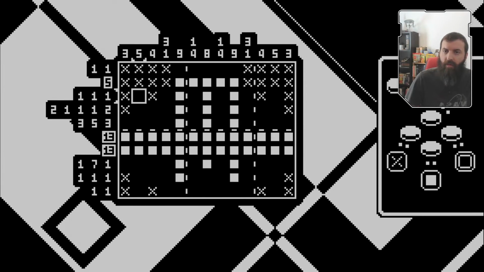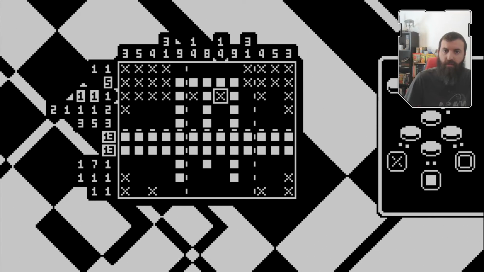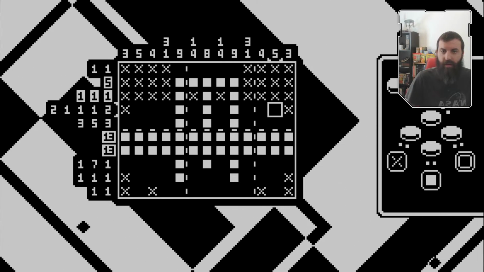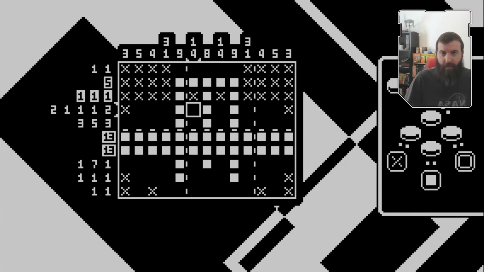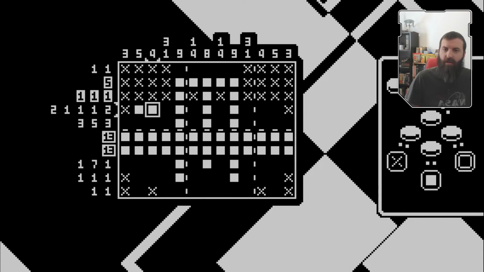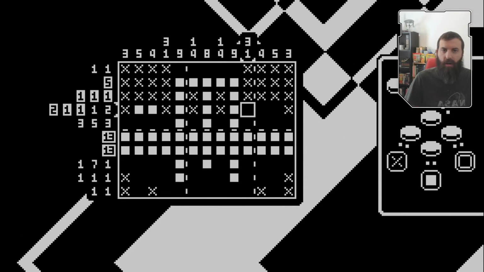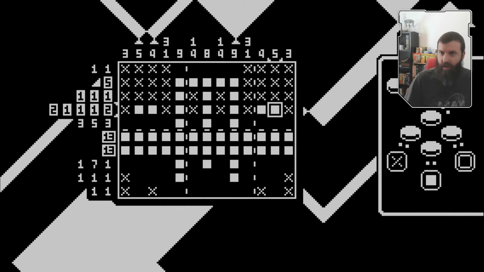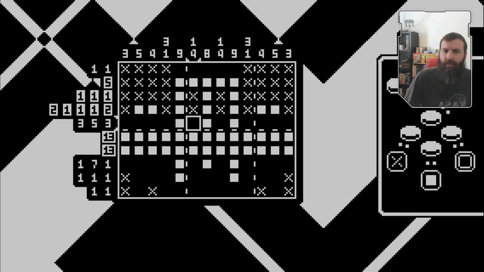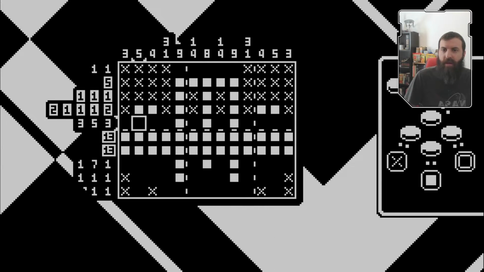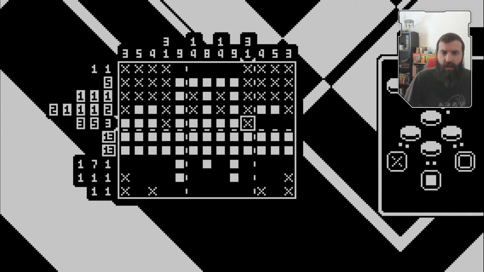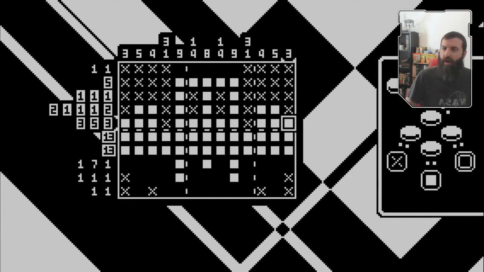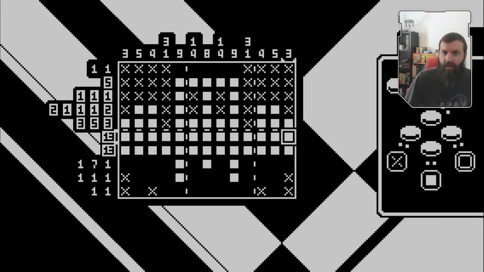Looking at this row, we've got 3 1s, which we've already got, so we're done there. The only way for this to fit, 2, 1, 1, 1, 2, done. 3, 5, 3, well, okay, that actually only has 1 solution inside of a 13 pixel wide row, which goes like that. Beautiful.